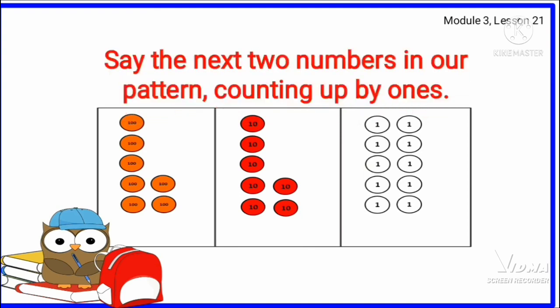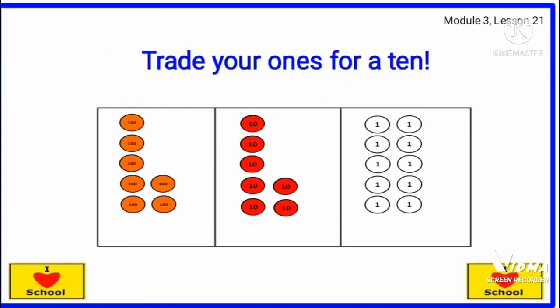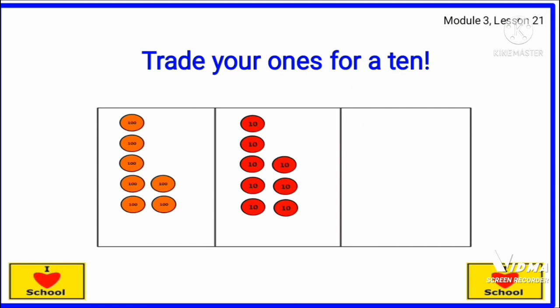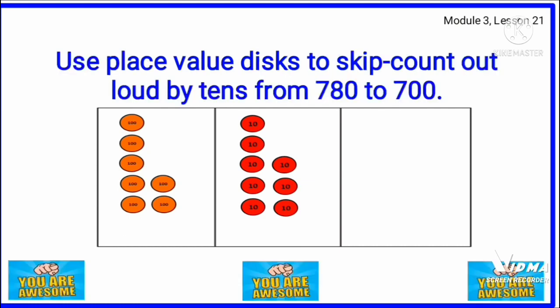Say the next two numbers in our pattern, counting up by ones. Okay, so we're still counting up by ones. 780. Let's trade it. Trade your ones for 10. Very simple. 780. Use the place value chart to skip count out loud by tens from 780 to 700. That's it.